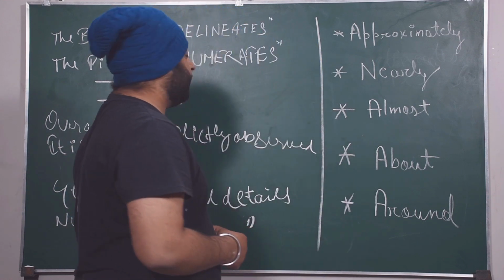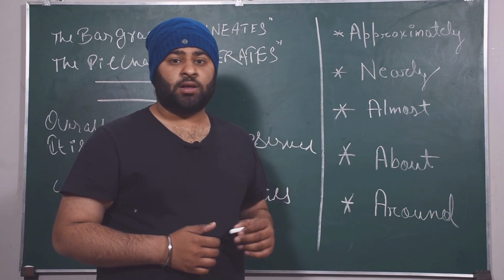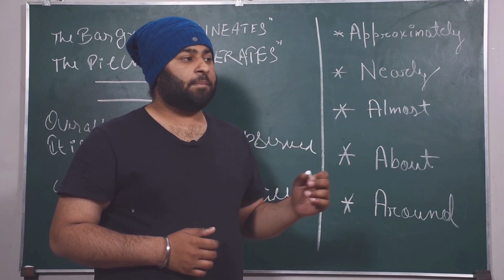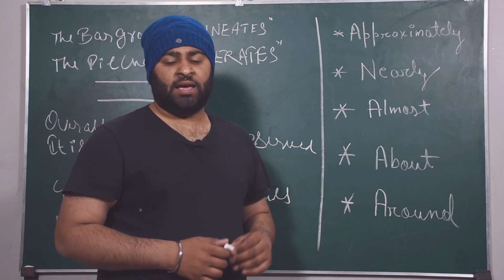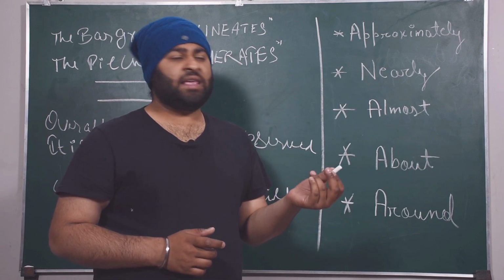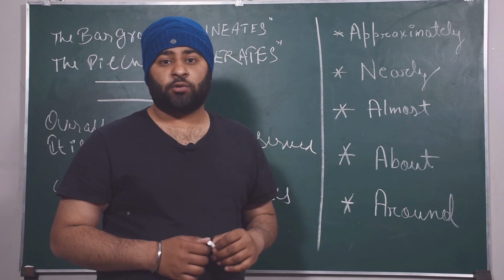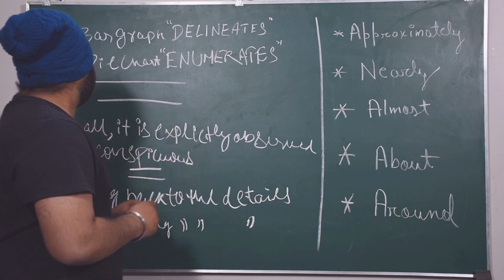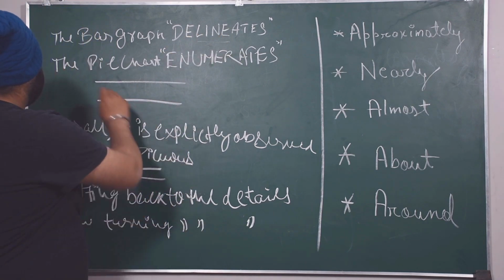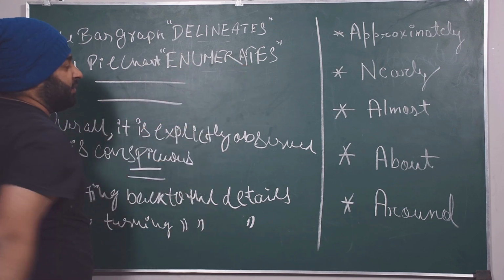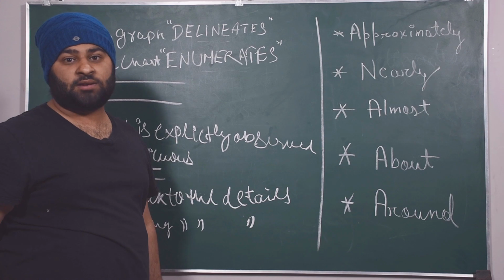So guys, in task 1 I have seen many students who write in the introduction, the bar graph reveals, the pie chart depicts, or the map illustrates. Guys, these are, I think, 4 or 4.5 band. So instead of that you can write the bar graph delineates, okay, the pie chart enumerates. Guys, these are very fancy words and you can easily get 7 bands in writing.